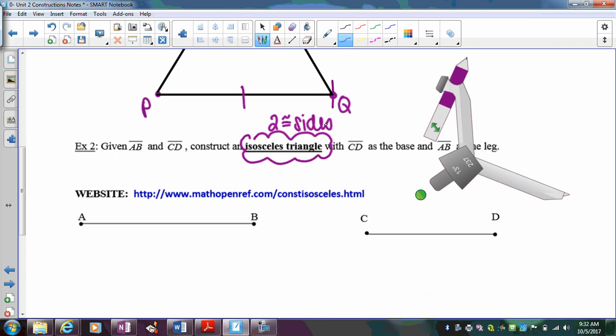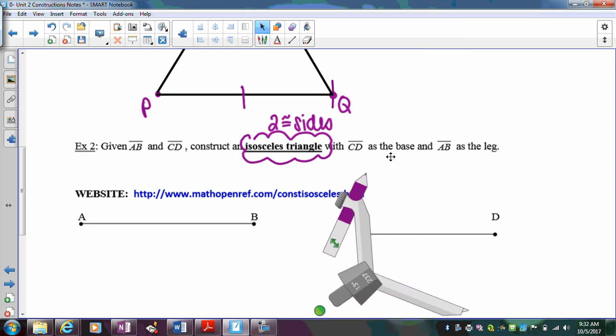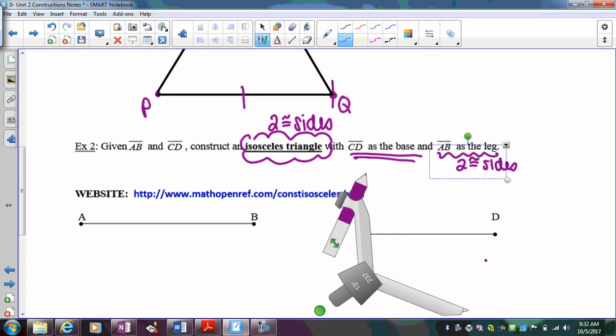So it says that we're going to make, for this picture here, CD is going to be the base. So typically we see the base on the bottom, doesn't have to be, but that's going to be the side that's not equal to the other two. AB is the leg, so that means these are going to be the two equal sides.